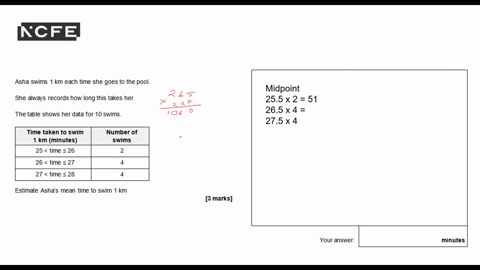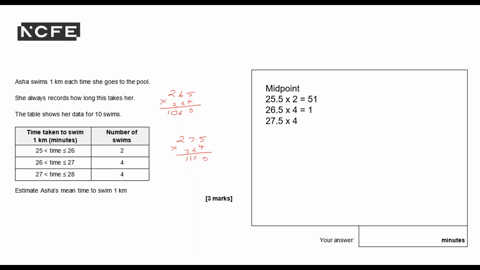And then I'll do my next one, 27.5 times 4. I don't have to do it this way. I could double it and double it again. But I'm going to do it this way. 5 times 4 is 20. 4 times 7 is 28, 29, 30. 4 times 2 is 8, 9, 10, 11. And I've got 110. So put in my values there.